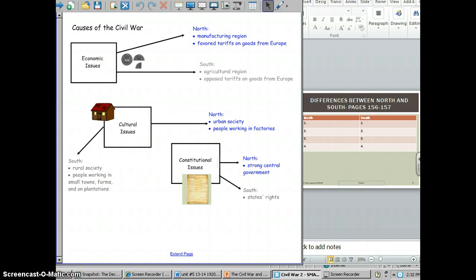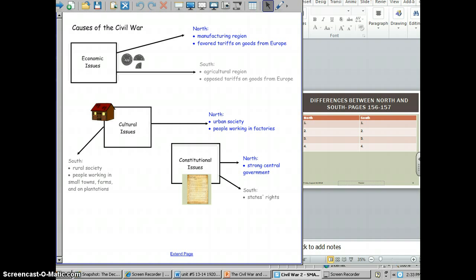Today we're going to be talking about issues that led up to the United States Civil War, which lasted from 1861 to 1865. The causes of the Civil War are pretty complex, and it's important that you start off with knowing the main differences between the northern states and the southern states.